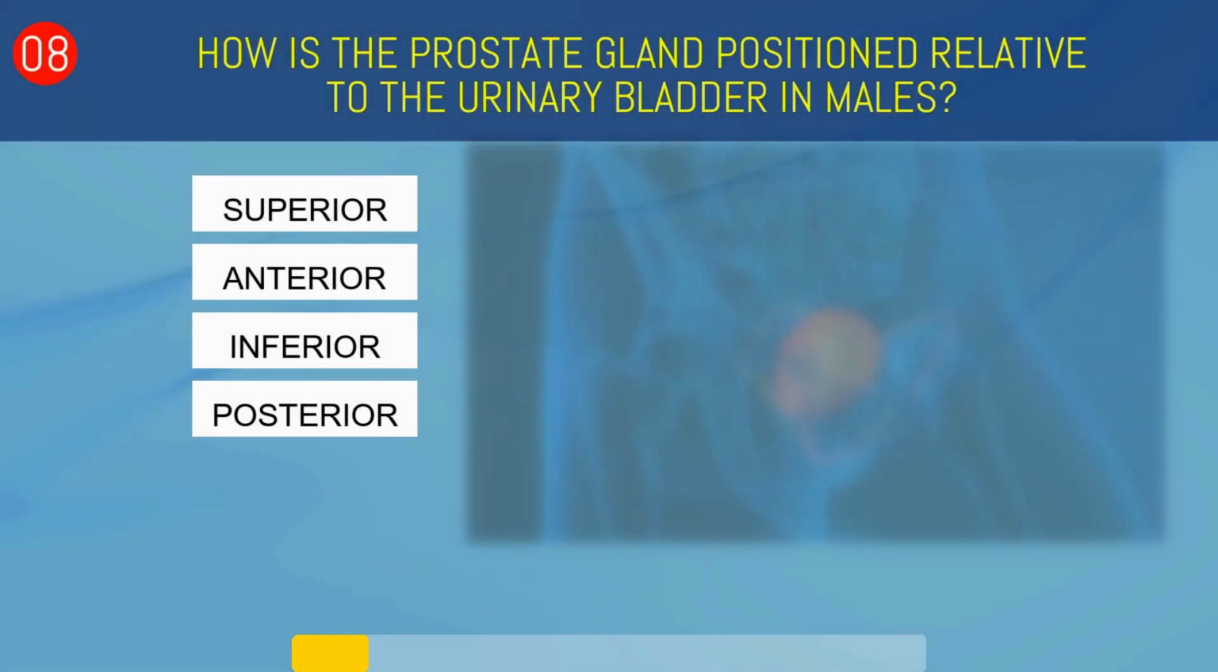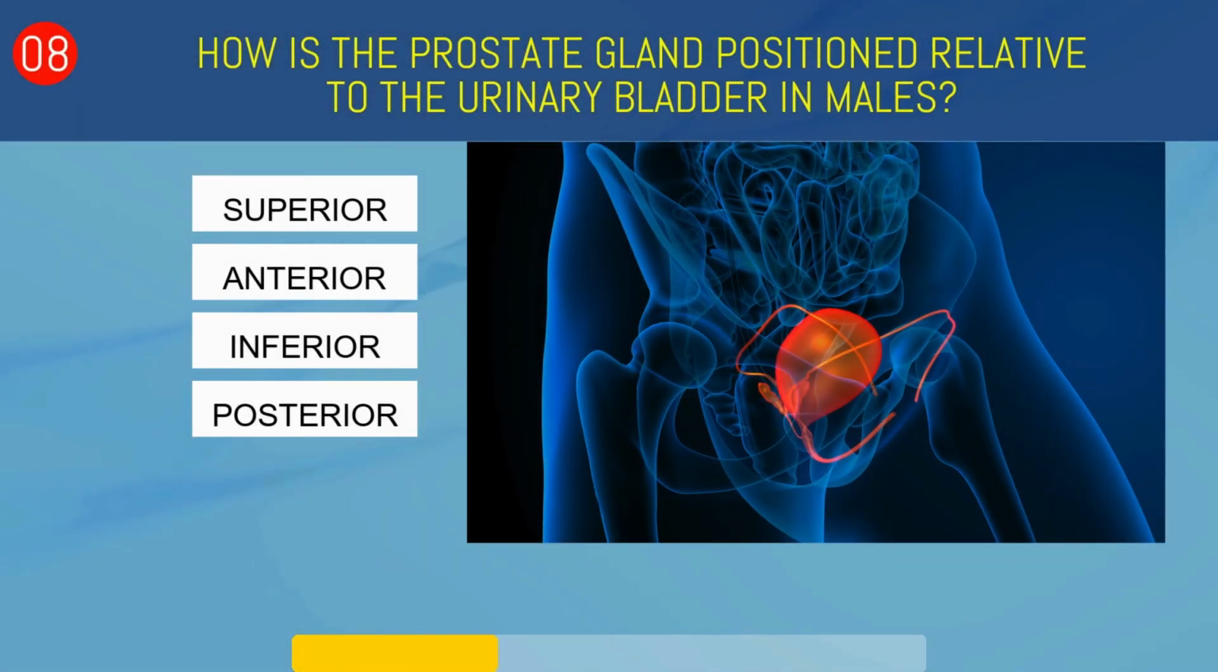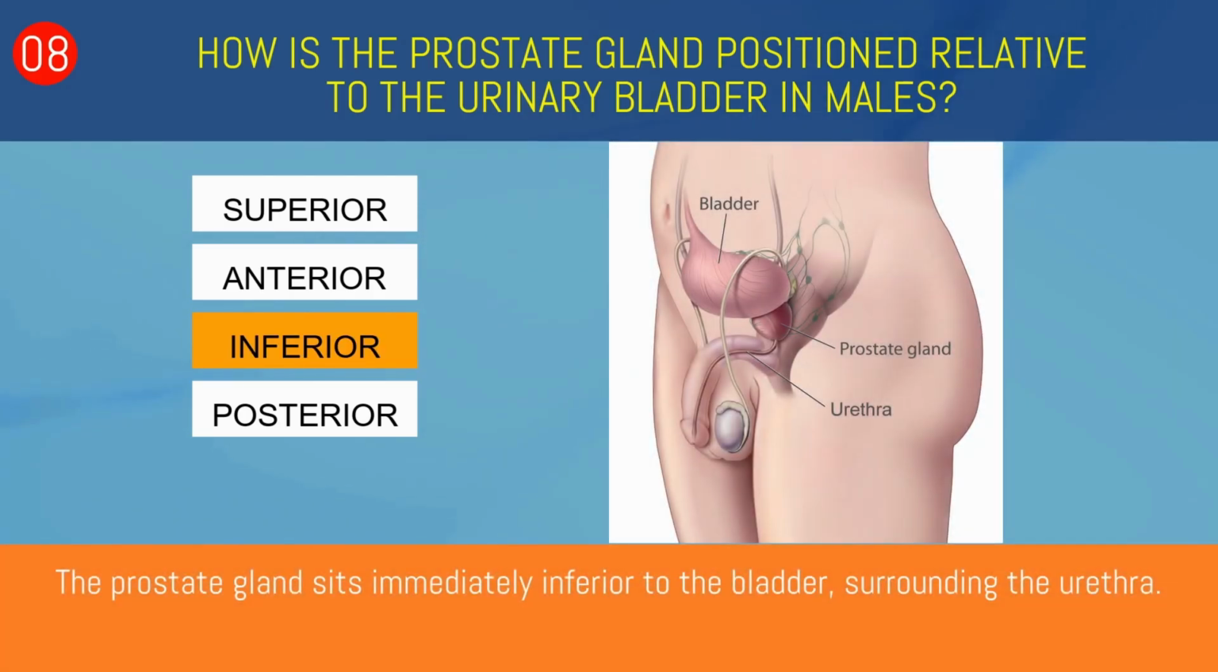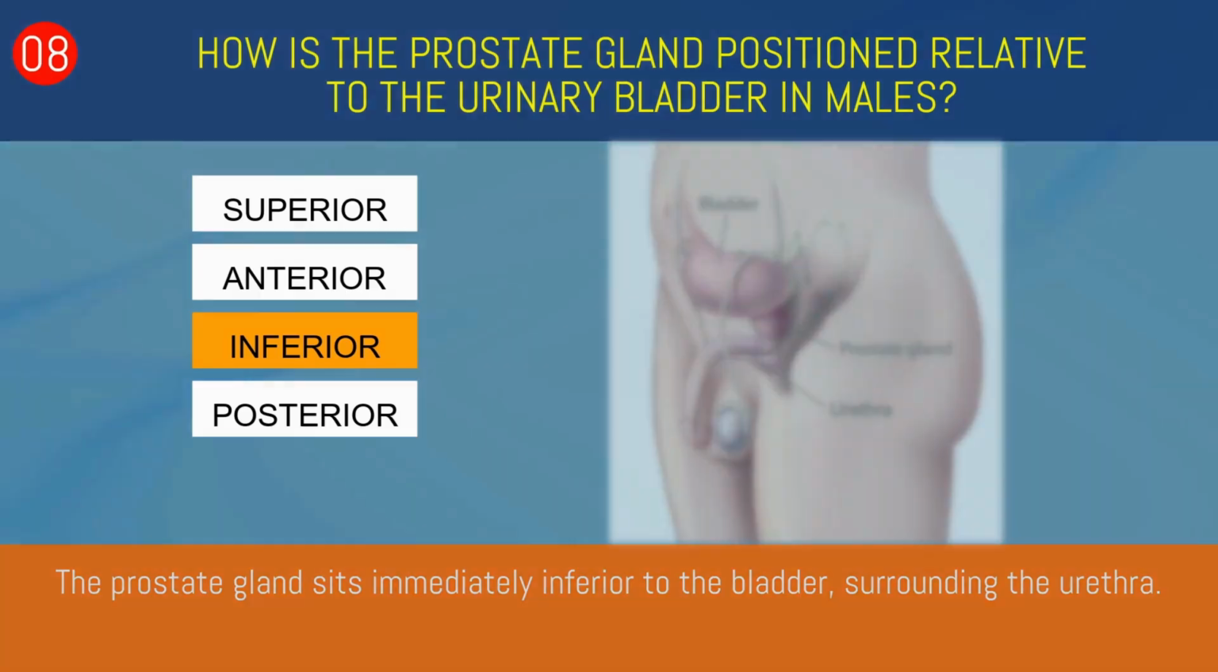How is the prostate gland positioned relative to the urinary bladder in males? Superior, anterior, inferior, or posterior? Inferior. The prostate gland sits immediately inferior to the bladder, surrounding the urethra.